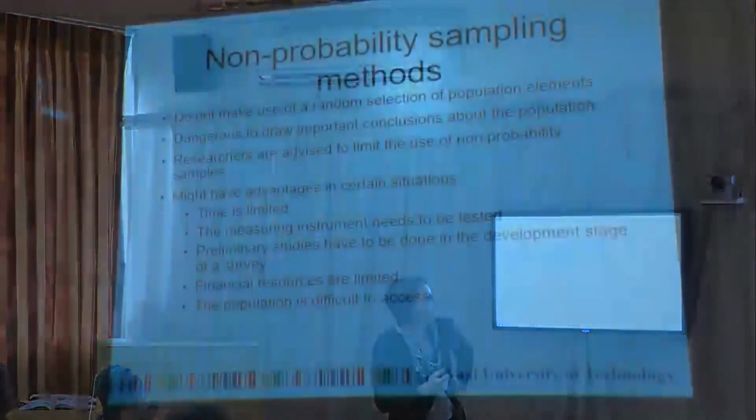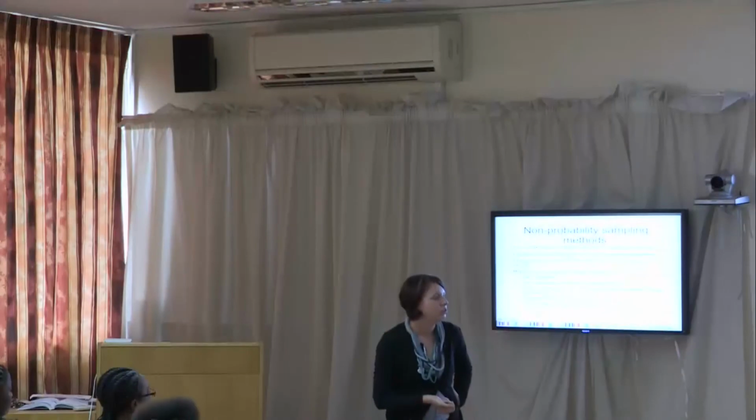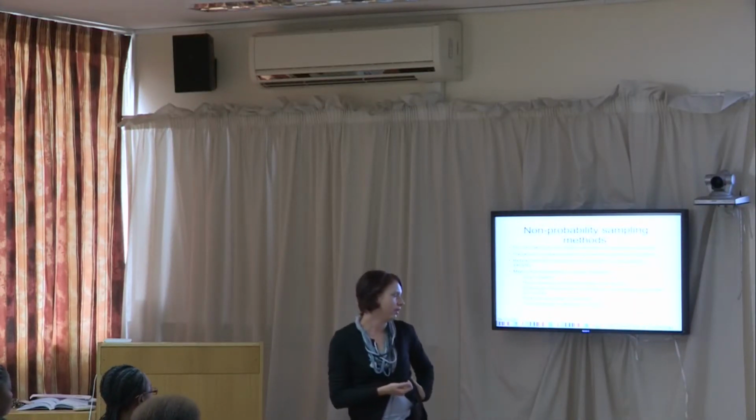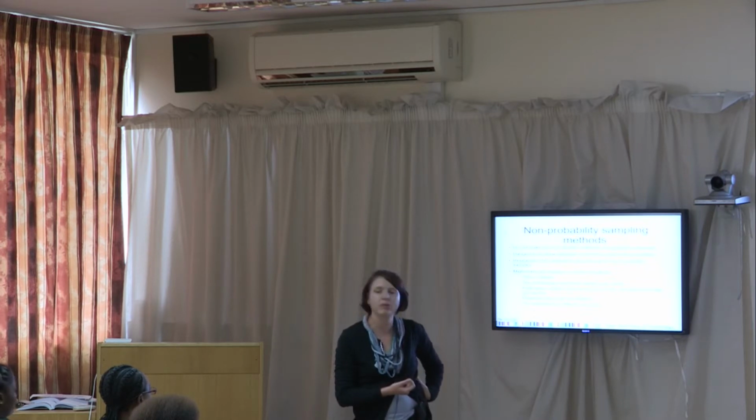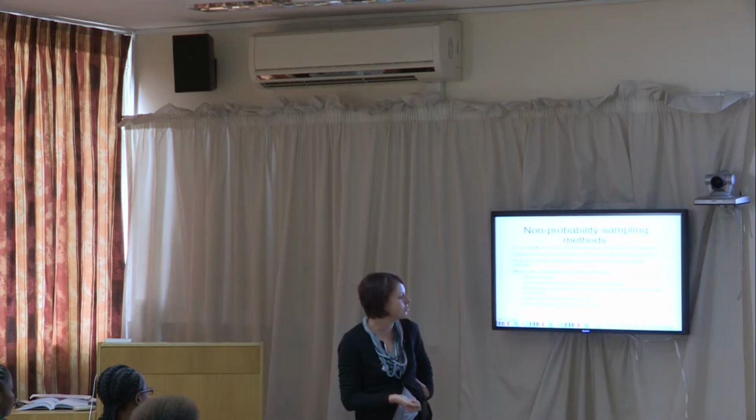Preliminary studies have to be done in the development stage. As I've said, we are in a developmental phase, testing instruments, then we need to do non-probability sampling maybe. If we don't have sufficient financial resources to do a probability method, then we can move to non-probability, but then we have to explain why we used non-probability and why it is suitable.